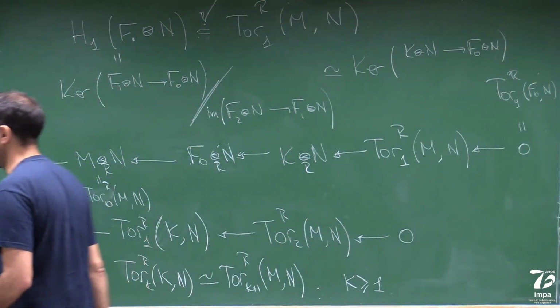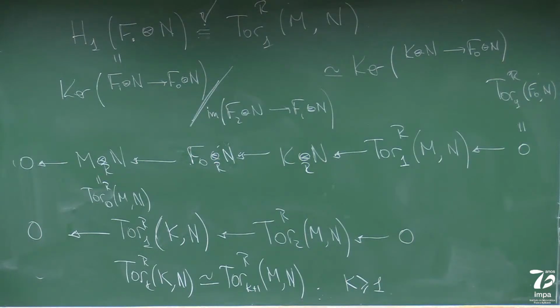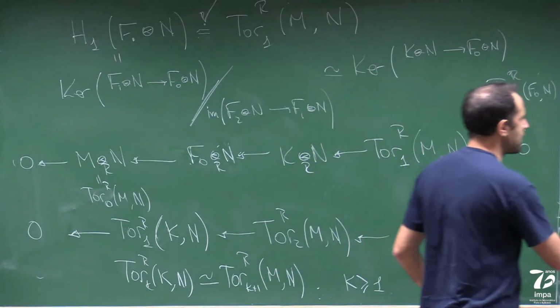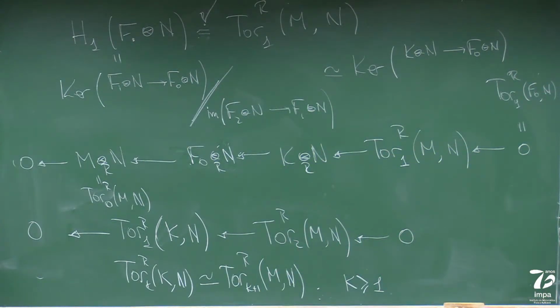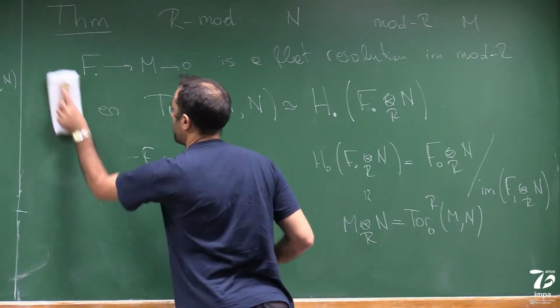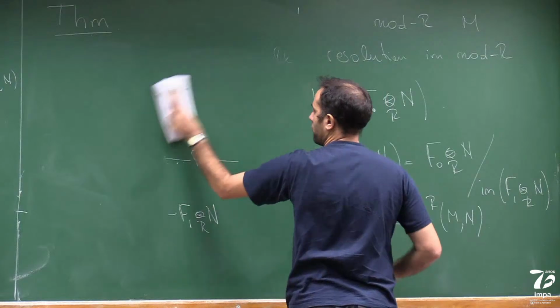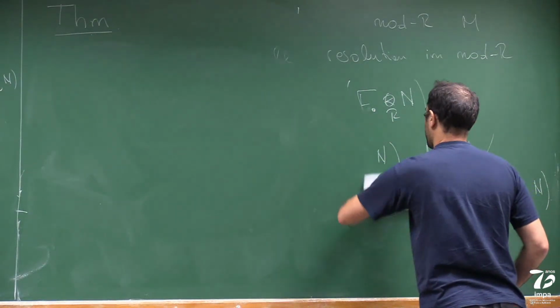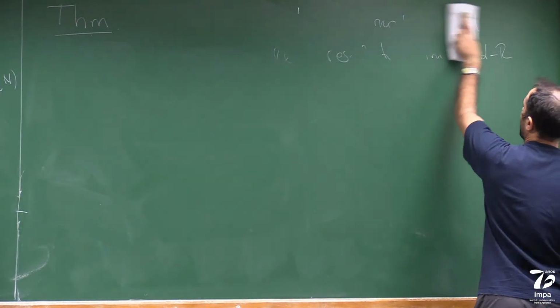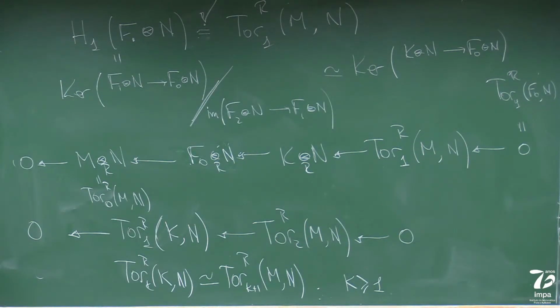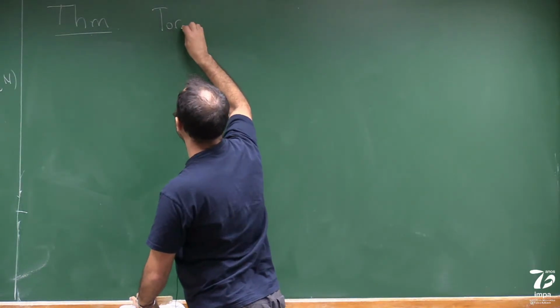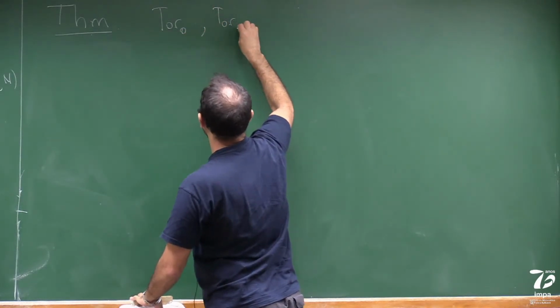Let's not remove the statement of the theorem. No, but it doesn't matter. So we've proven the statement for Tor 0 is the same thing as H0. We now have proven the statement that Tor 1 is the same thing as H1. And now I'm missing Tor k for k bigger or equal than 2. So now I know that for Tor 0 and Tor 1, I'm done.